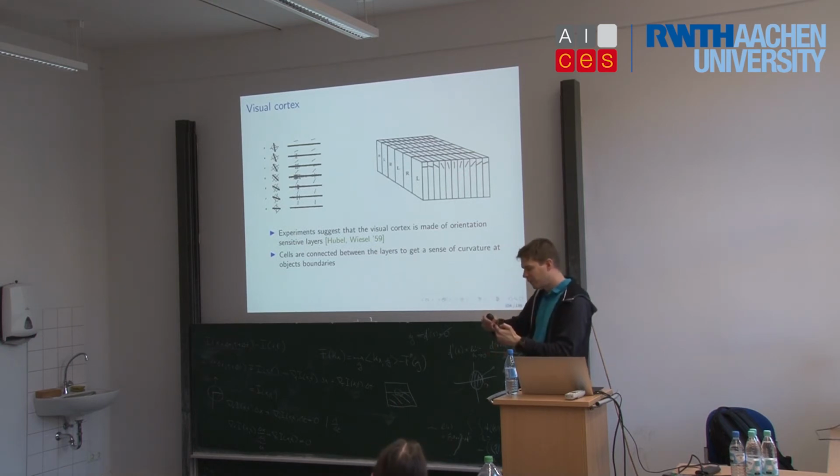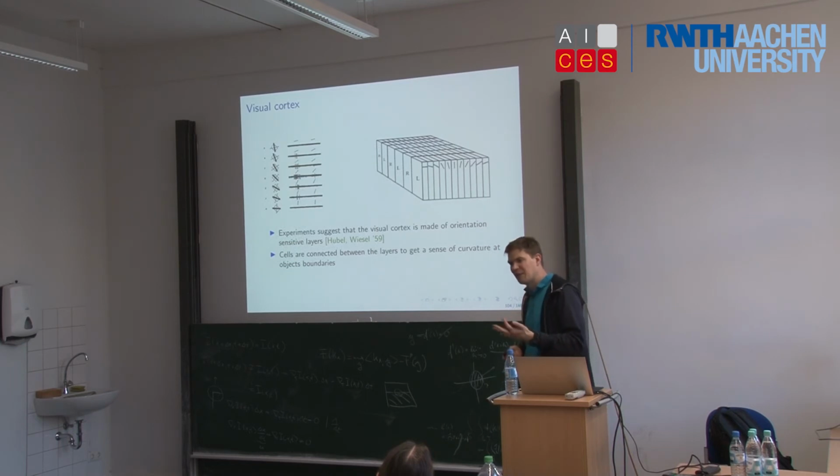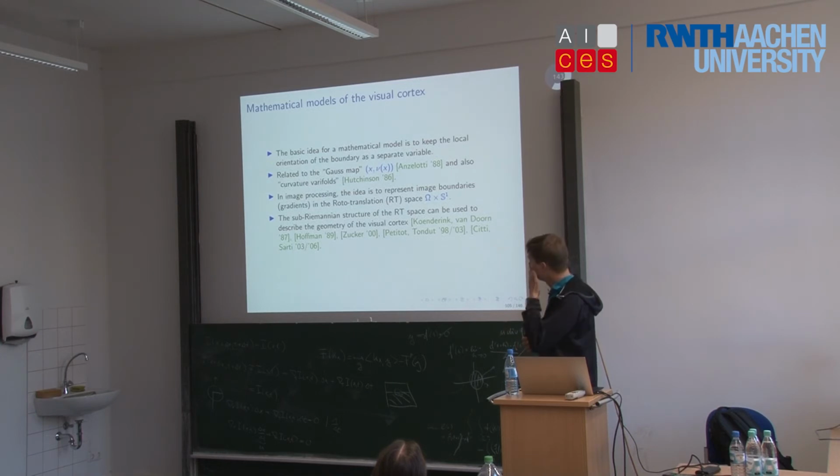And now if these layers are connected to each other, you can get a sense of curvature. Because if you know that one part in the image is oriented like this, the next one like this, by taking the difference, you actually get the curvature, the difference of the orientations. So there's some biological evidence that the human brain also has a sense of curvature. And this is somehow the inspiration for our model. And this is also used a lot in mathematics.